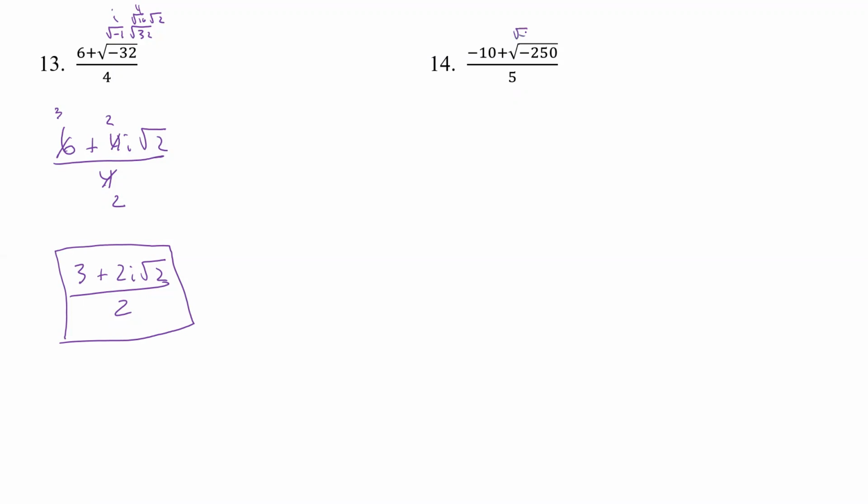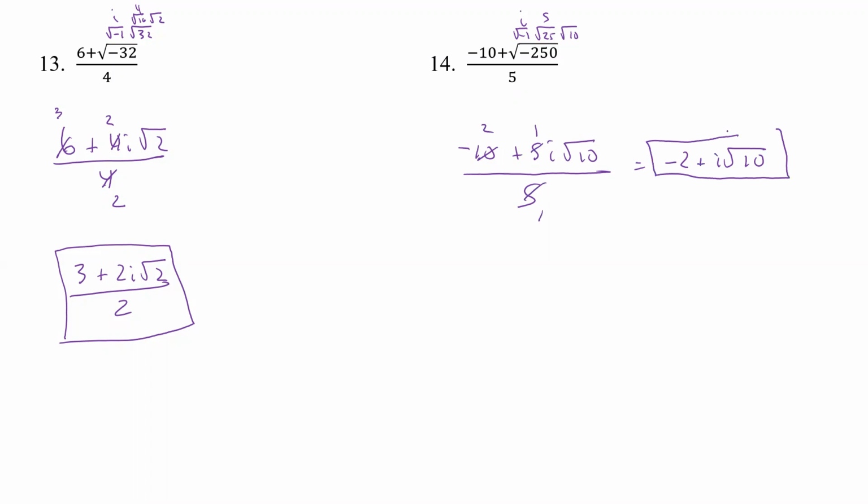All right, so the next one looks like it's going to do something similar. And so it looks like we have a negative 1 times the square root of 25 times the square root of 10. Okay, square root of 25, well, that's just 5. Square root of negative 1 is i. And so it looks like we have a negative 10 plus 5i square root of 10 all over 5. Okay, well, 5 will go into this once, go in this twice, and this once. So what do we have left over? We have a negative 2, and then plus i square root of 10. Okay, everything in the denominator is gone, and we just have a real part and an imaginary part here.